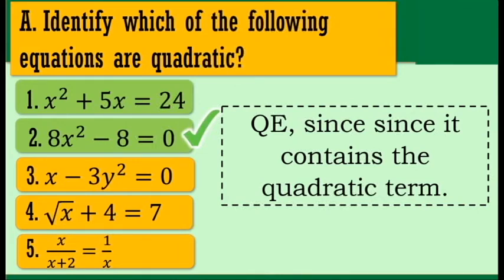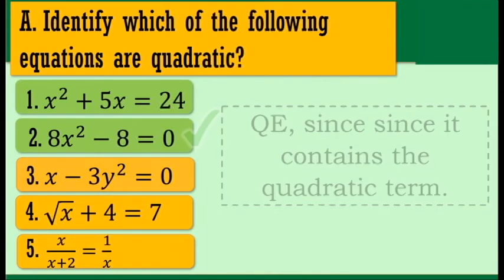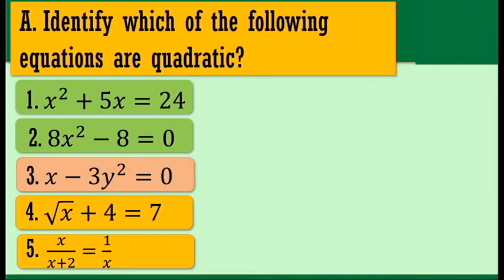Similar to example number 4 that we've explained earlier, even though it only consists of the first and the last term, it's still a quadratic equation, since it contains the quadratic term, and the middle term here is 0x, where your b is 0, and your variable is still x. Okay, do you understand? Good.